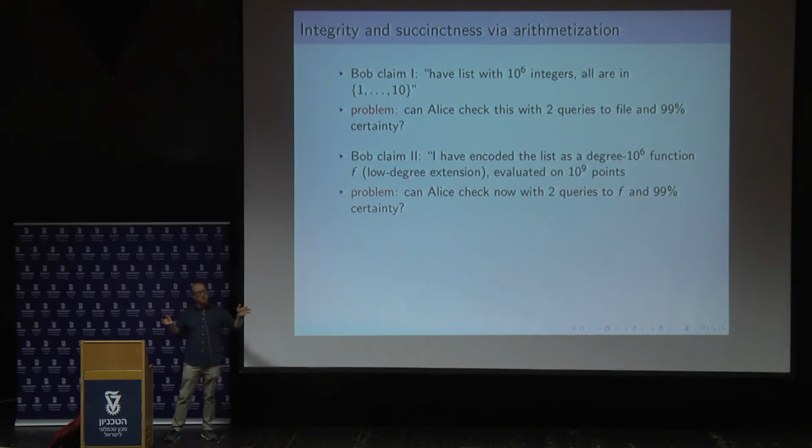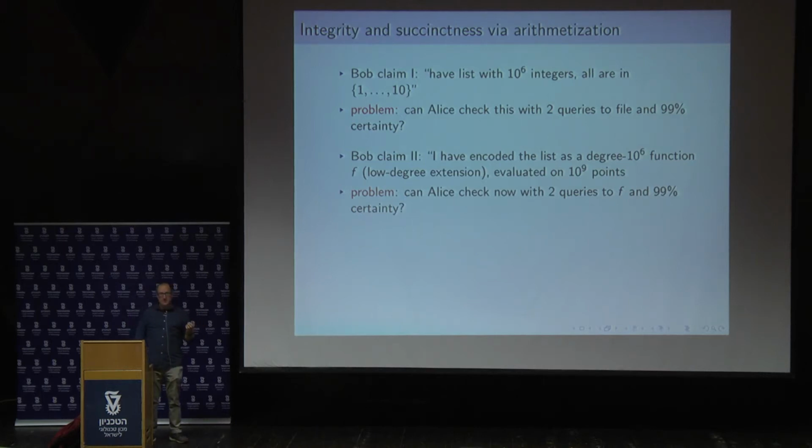So Bob is saying I already went ahead and computed this polynomial, and I am now writing a list of length 1 billion that is the evaluation of that polynomial. So what I'm doing is I'm using an error correcting code to add a whole lot of redundancy. And now, Alice, I hope this is going to make things a little bit easier for you because there's so much redundancy. And we repeat the question: can Alice check now with 2 queries and solve the problem?